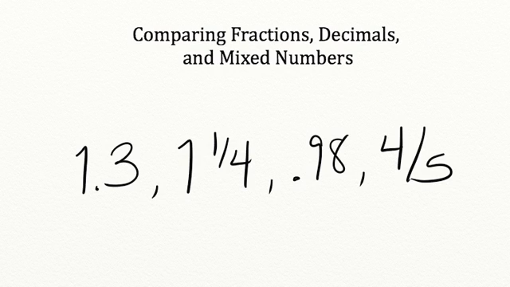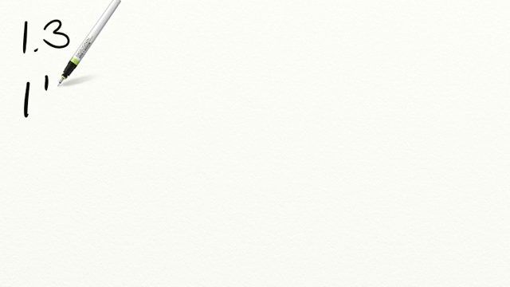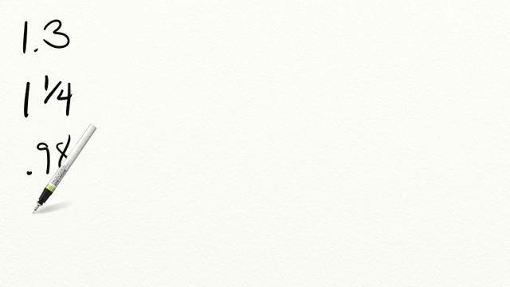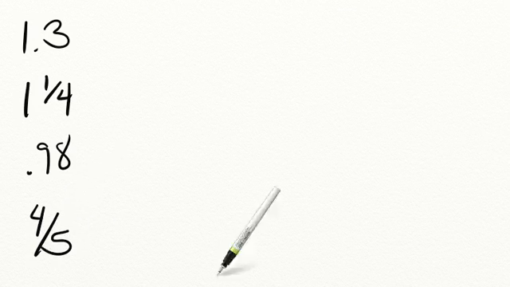fractions or mixed numbers. When you are trying to compare numbers, the first thing that you need to do is make sure that they are all written the same way. That means that you need to turn all of the numbers into decimals or all of the numbers into fractions. And that way it'll make it easy for you to compare. So we have 1 and 3/10, 1 and 1/4, 98 hundredths, and 4/5. Those are the four numbers that we're trying to compare.